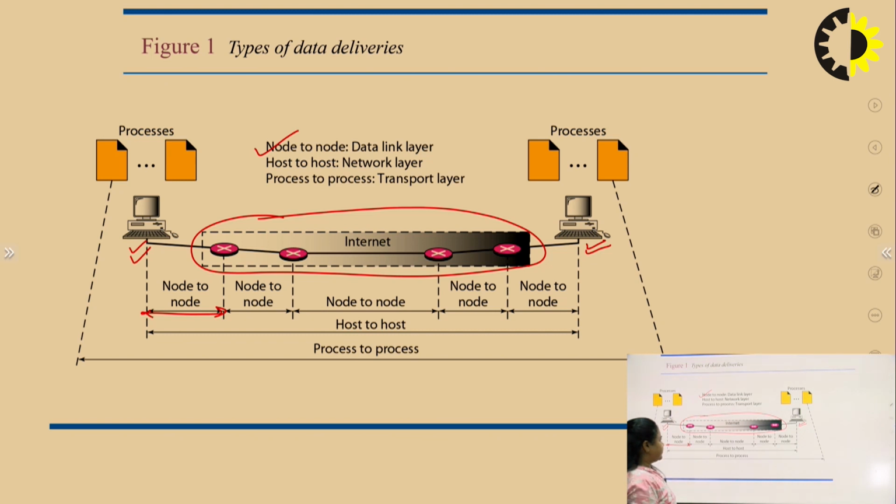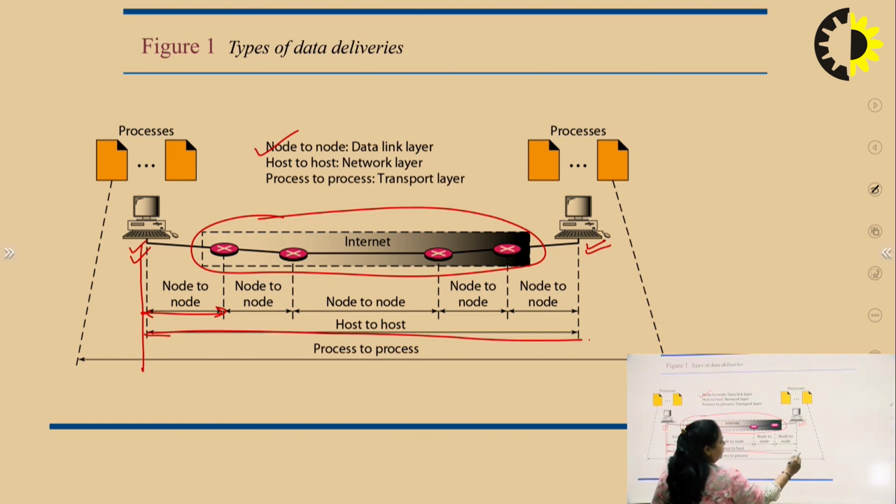Fine. Then after that, if this is the host machine and it is delivering the data to the next host machine, or you can say when we are delivering the message from one host to another host machine, then we can say it is the responsibility of the network layer. So in this case, we can say the network layer is responsible for host to host delivery. But here we are discussing the transport layer. So in that case, we need to know that the transport layer is responsible for process to process delivery.